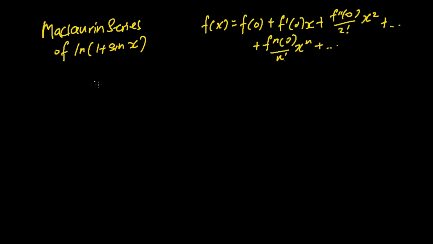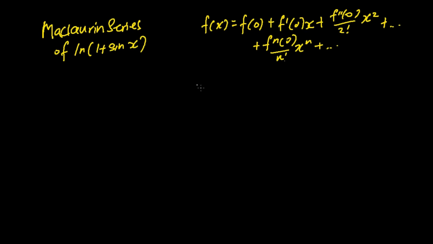We are going to express ln(1 + sin x) as a Maclaurin series up to and including the x to the power 4 terms using the formula in the top right hand corner. The formula tells us that a function of x can be expressed as an infinite series.